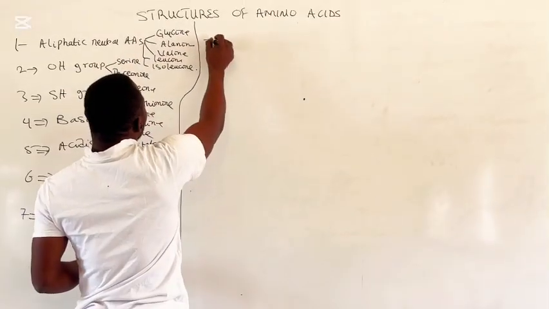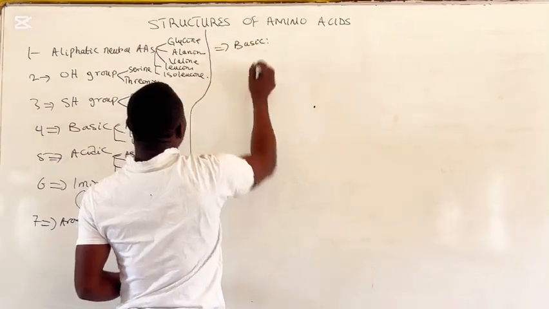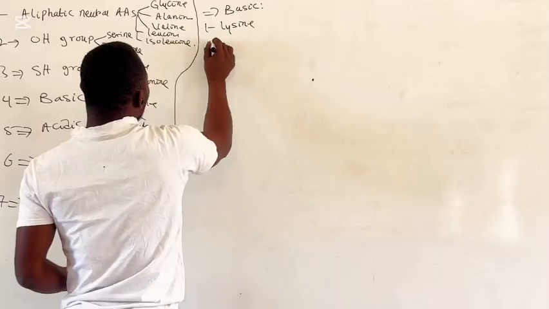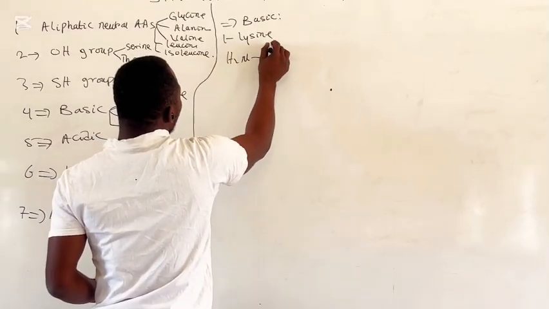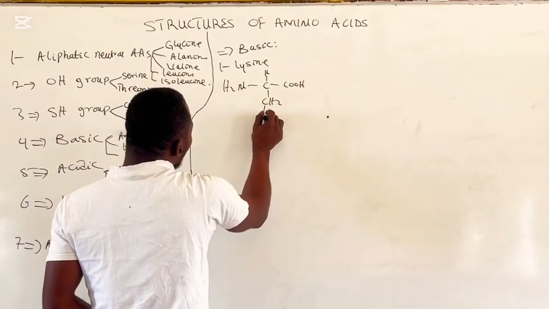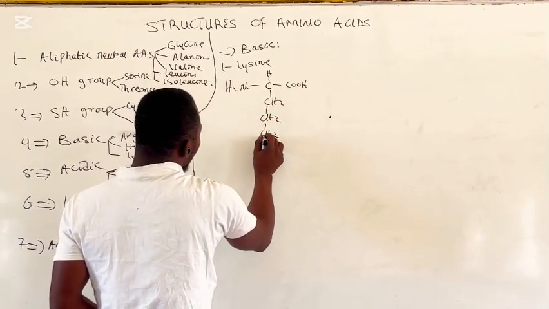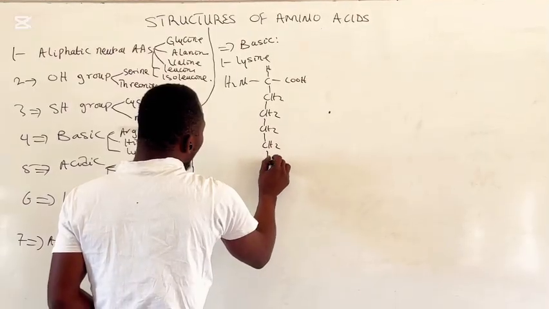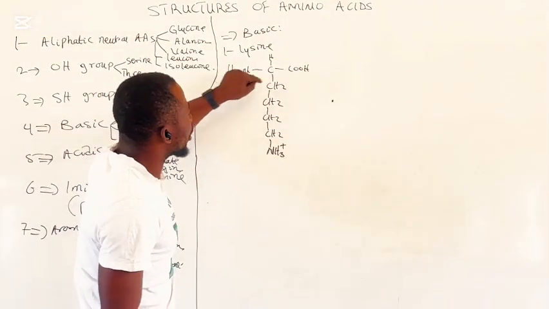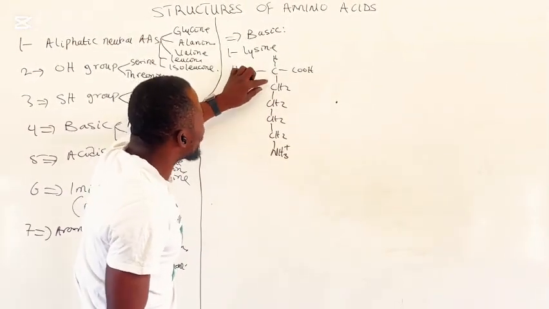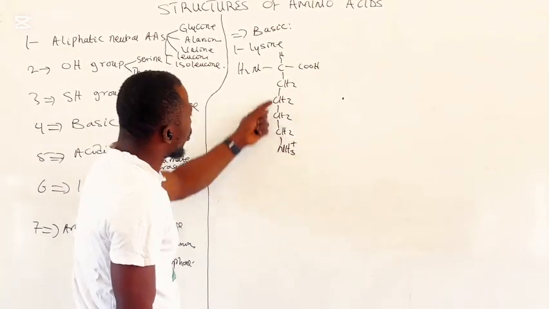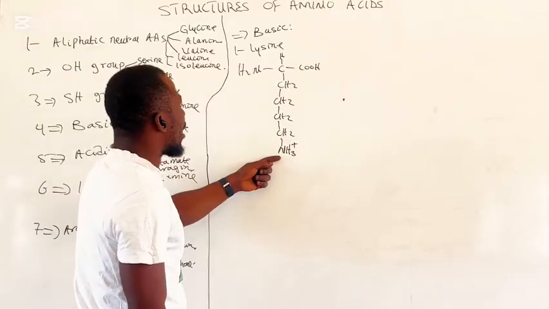The next group is basic amino acids. So the first one is lysine. The structure of lysine: you'll be having 4 CH2 attached to it. Then you'll be having another additional amino group. So after drawing the general structure of amino acid, the R part of the lysine has 4 CH2 attached to it before another amino group. 1, 2, 3, 4, then another amino group.